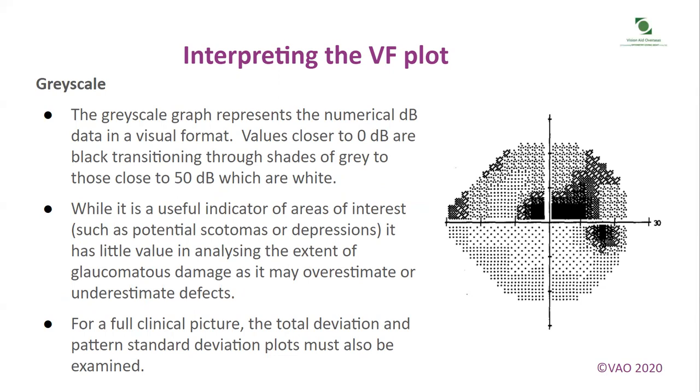Grayscale. The grayscale graph represents the numerical decibel data in a visual format. Values closer to 0 are black, transitioning through shades of grey to those close to 50, which are white. While it is a useful indicator of areas of interest, such as potential scotomas or depressions, it has little value in analysing the extent of glaucomatous damage, as it may overestimate or underestimate defects. For a full clinical picture, the total deviation and pattern standard deviation plots must also be examined.